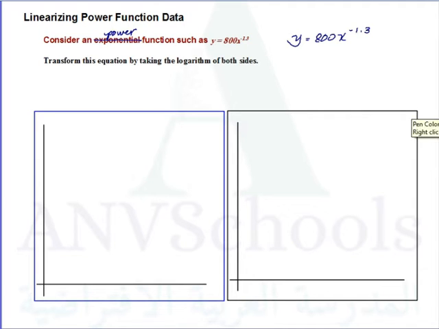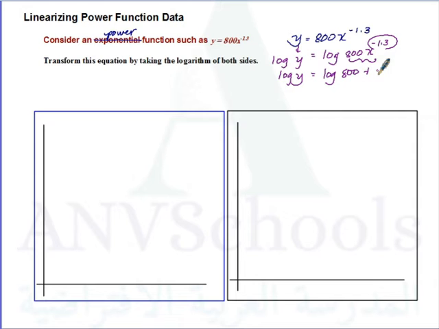Okay, transform this equation by taking the logarithm of both sides. So I think we have to begin with that. So log y, following here, okay, we have log y equals log of 800 x to the negative 1.3, and this will be equal to, this is product rule, this is power rule, so we will have log of 800 plus negative 1.3 log of x, right? So in the real sense of the word, power function with respect to x and y axis. So we have a power function here, and in this value we have log y, and we have log x. Okay?